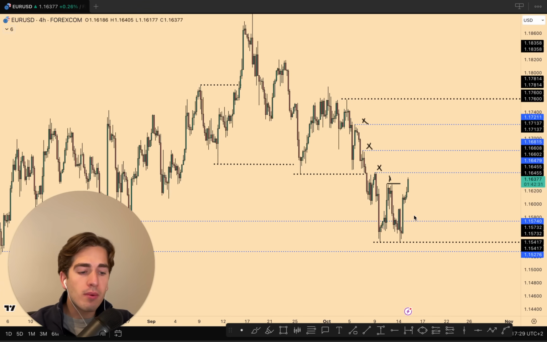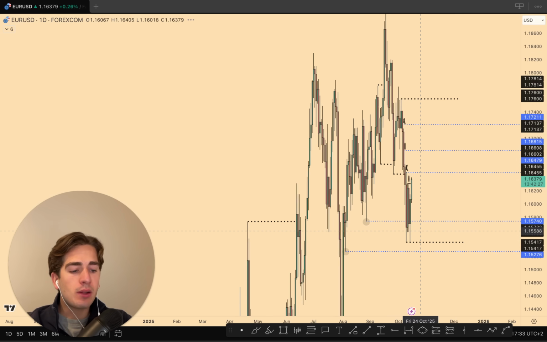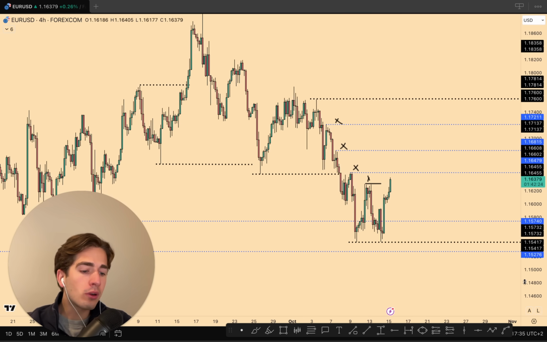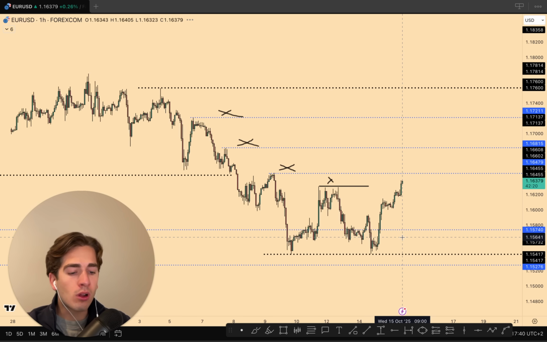EURUSD has been pushing up further in towards the highs after we grabbed that daily liquidity low. Yesterday, we saw a bullish candle, and since this morning / last night, we've also seen a further bullish impulse, which is in line with what I wanted to see.